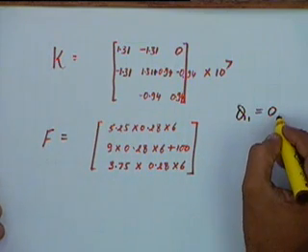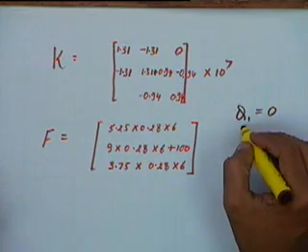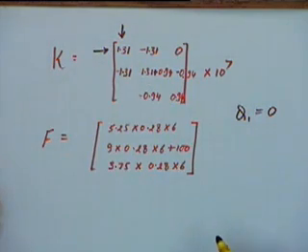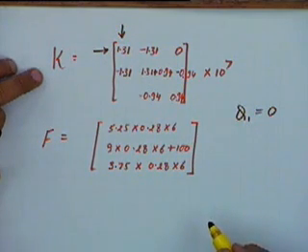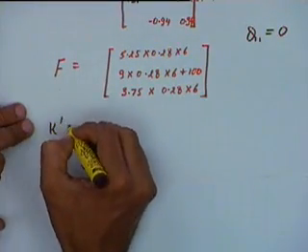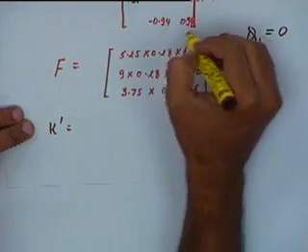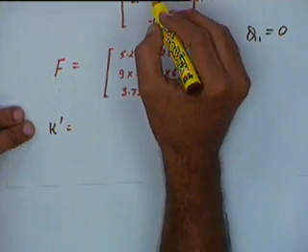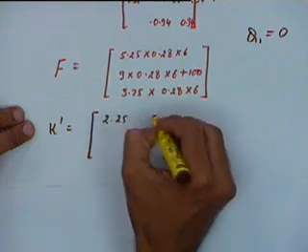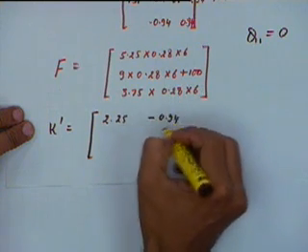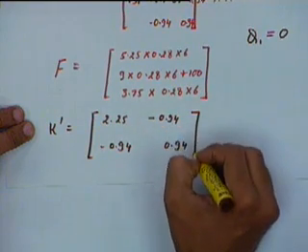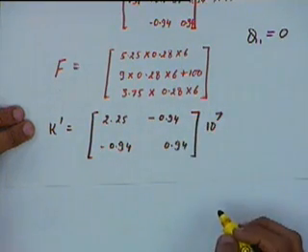If I add this constraint that Q1 is equal to 0 by the elimination method, what I will do is remove the first column and the first row from the K matrix. Corresponding to that, my K prime will be these four terms, and this would give me 2.25, minus 0.94, minus 0.94 and 0.94, multiplied by 10 to the power 7.